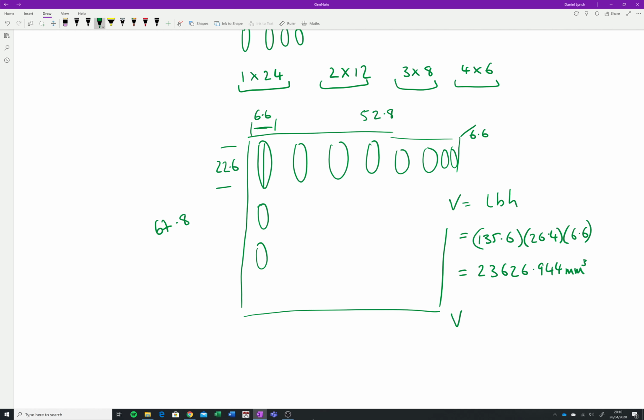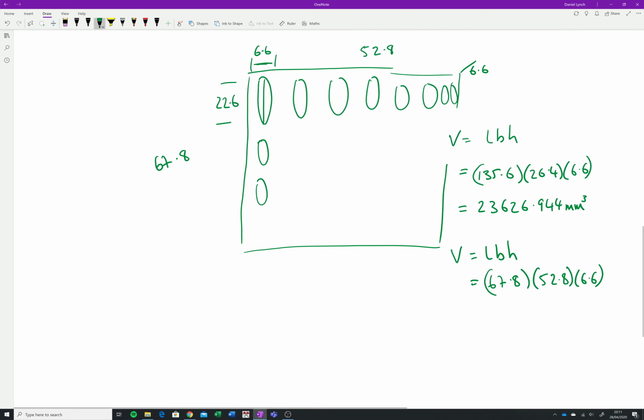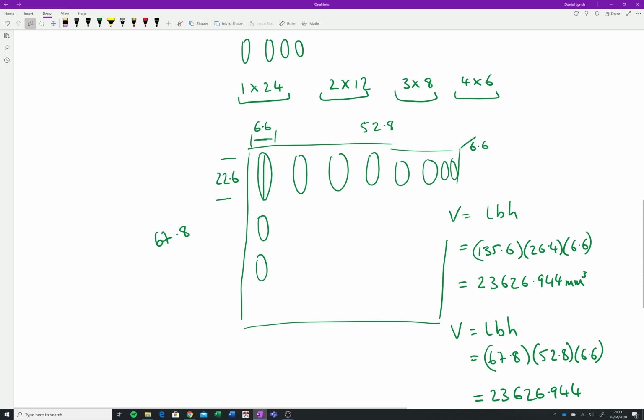Now watch our volume here. Obviously we want the lowest volume possible typically. So 67.8, I'll write it in actually here, 67.8 as well as my calculator, times 52.8 times 6.6, and we get, hey presto, 23626.944. It is exactly the same.